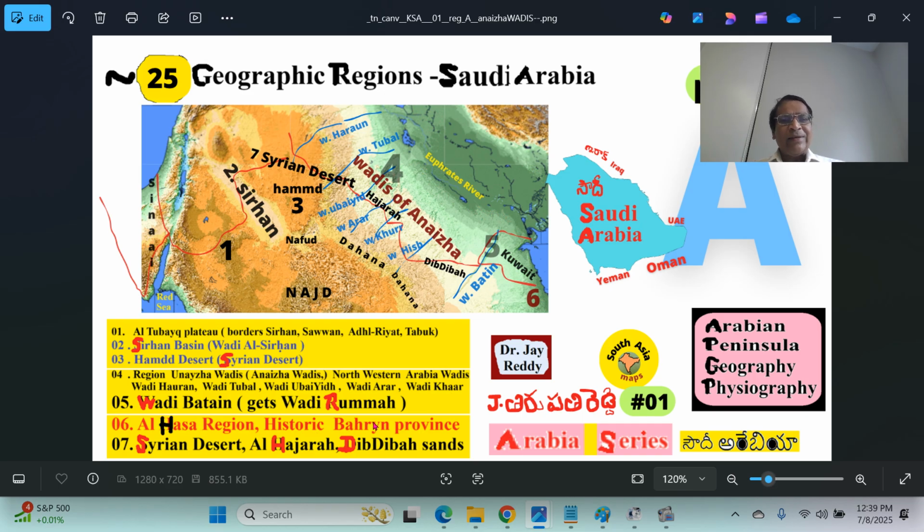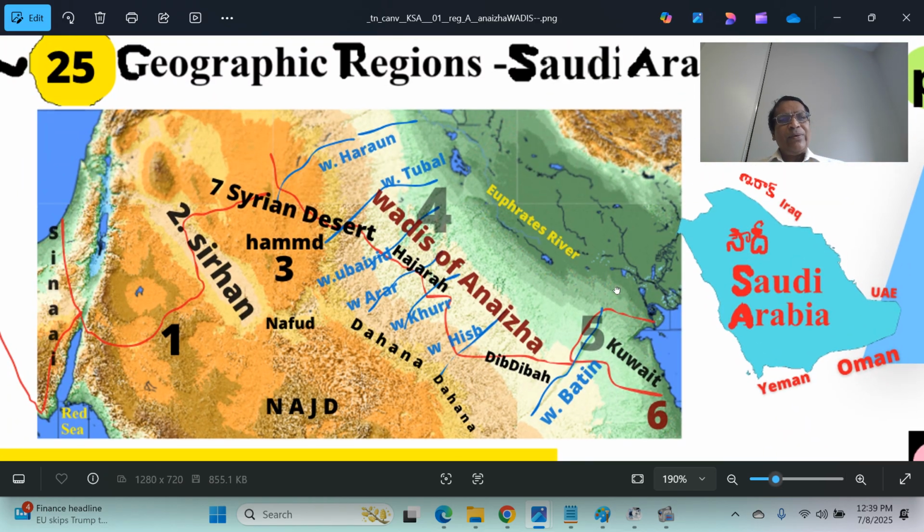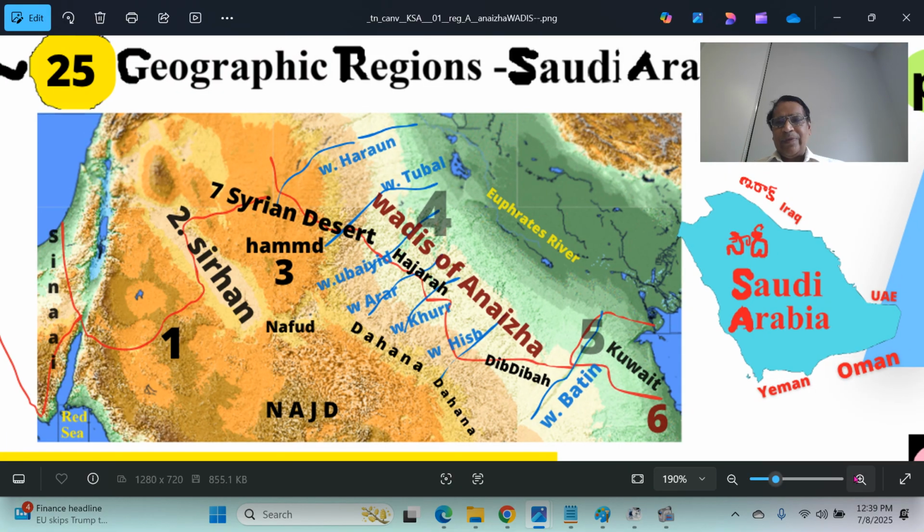Now, number seven is the Syrian desert. The Syrian desert is the northern part of the Arabian desert. It is one of the dry deserts, and the western side of the Syrian desert is called the Hajarah region, Hajarah desert, that is gravelly in nature, and the eastern part is called Dibdiba, that is the sandy desert. So here I am showing the Dibdiba, here I am showing the Hajarah desert. I will expand those so that you can have them in one place.